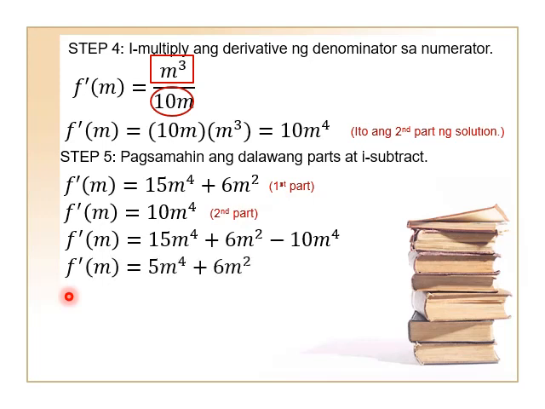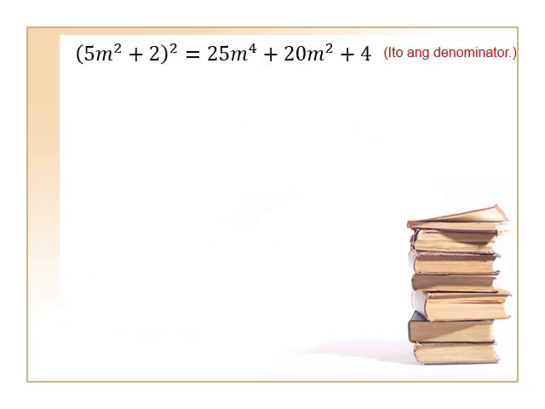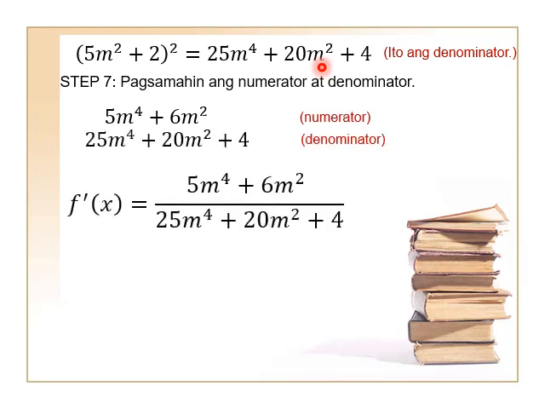Pag kinombine natin siya, pwede nating combine itong 15m raised to 4 minus 10m raised to 4. So, magiging 5m raised to 4 plus 6m squared. Ito yung numerator. Kukunin natin yung square ng denominator. The denominator is 5m squared plus 2, squared. Ito yung magiging sagot niya. Pero sometimes, pwede naman na hindi nyo na i-expand. Pag sinulat nyo sa final answer, in some cases pwede na yun. Pwede natin pagsamahin ang numerator at ang denominator. So, final answer natin is 5m raised to 4 plus 6m squared over 25m raised to 4 plus 20m squared plus 4.